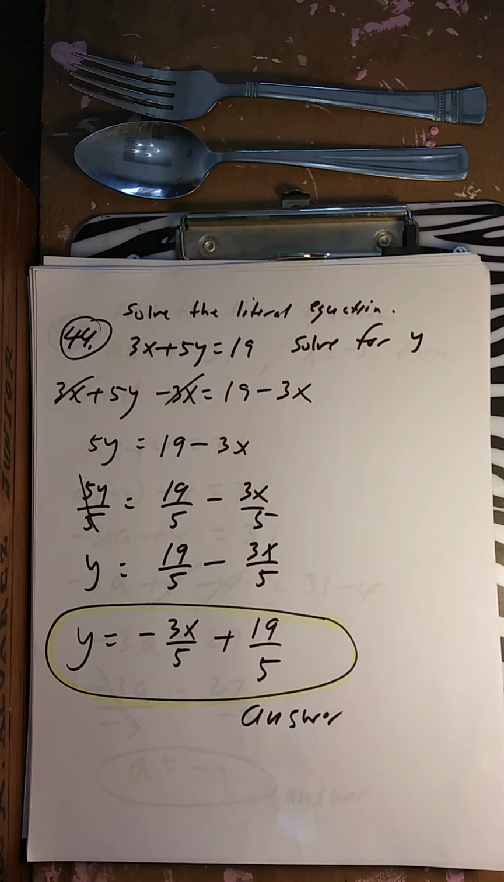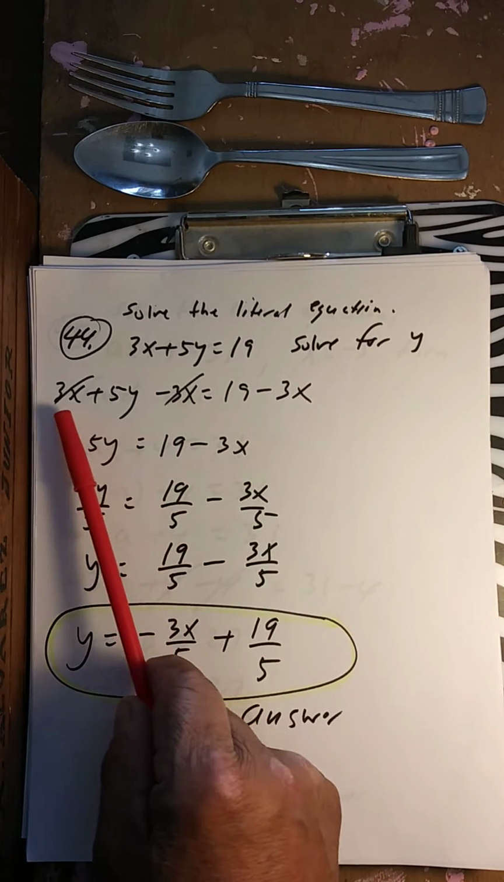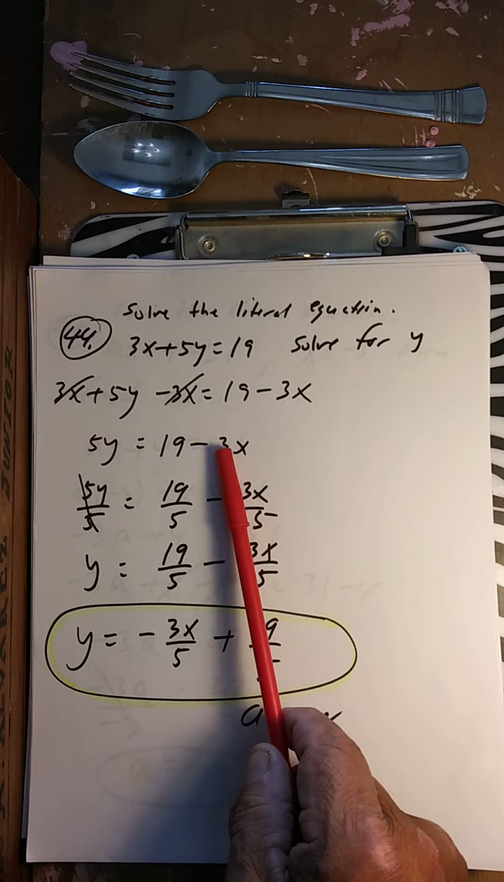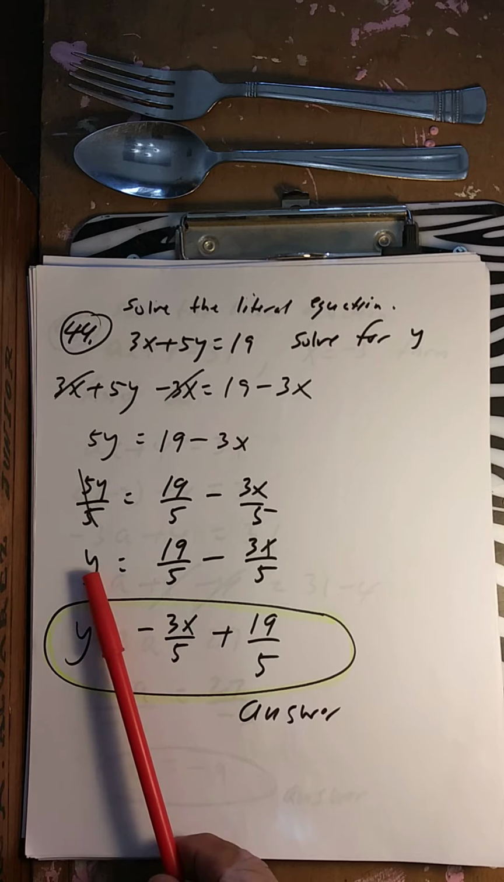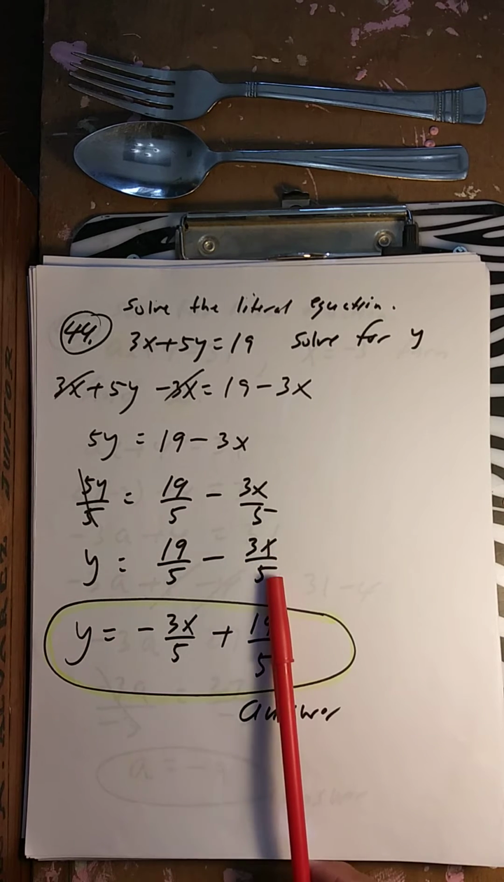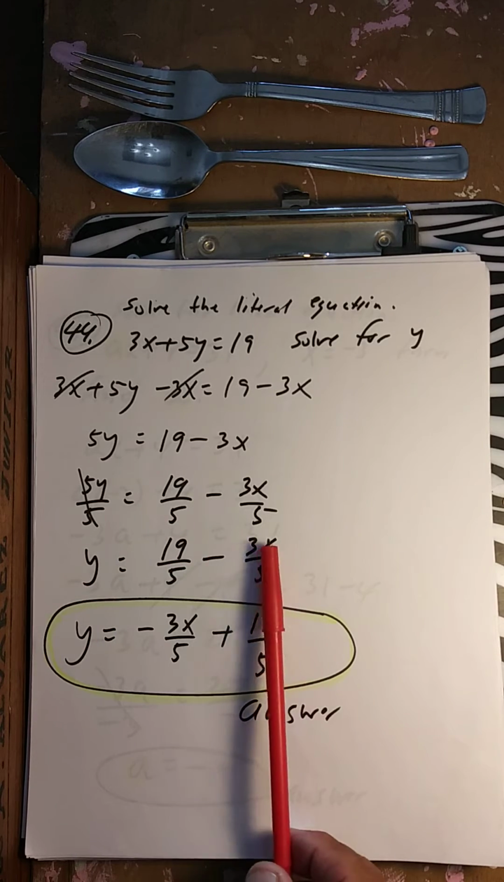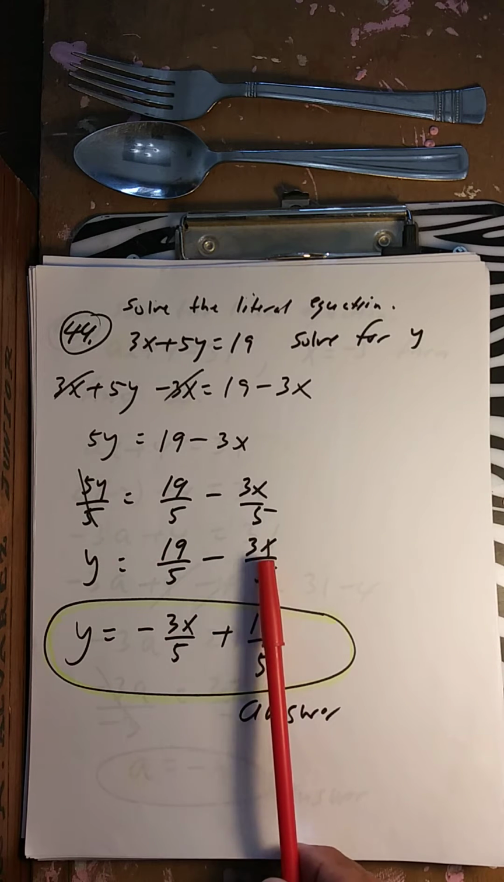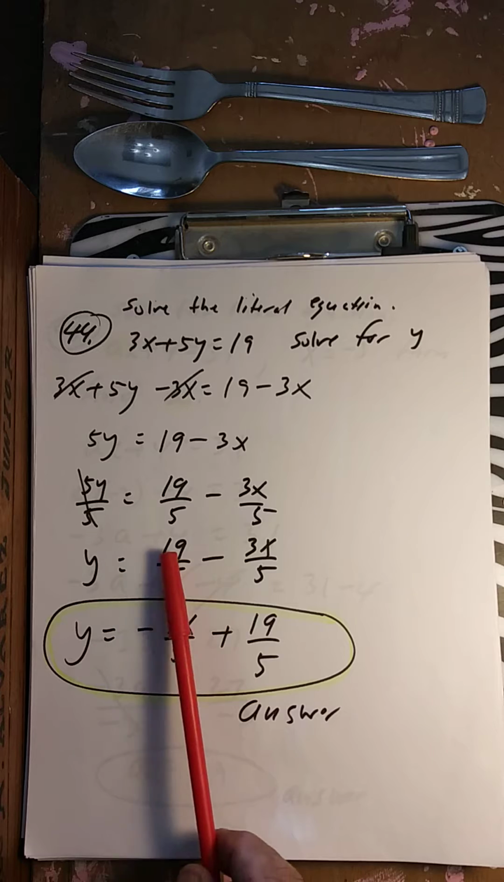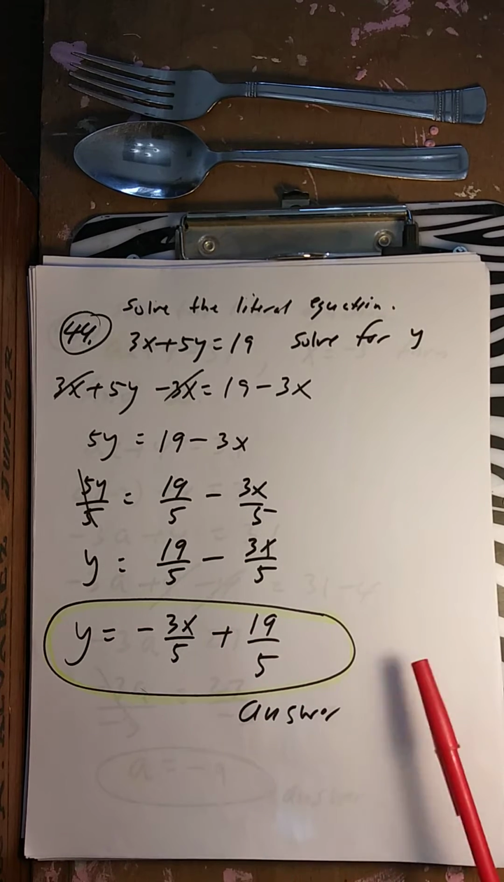Solve the literal equation for y. So first thing I'm going to do is minus 3x, minus 3x. These are gone. So 5y equals 19 minus 3x. Now divide by 5, divide by 5, divide by 5. So y equals 19 over 5 minus 3x over 5. And rewrite this, put the negative 3x over 5 here, and then put the positive 19 over 5 here. That's another way to write it. Both are correct.